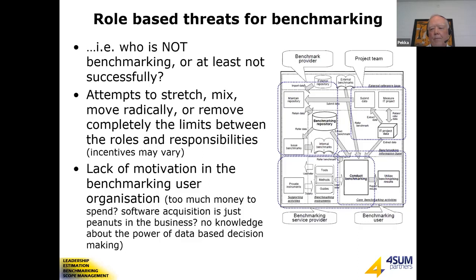Also, some agile approaches are trying to put benchmarking user and project teams closely together. And then the incentive to measure carefully and improve productivity somehow often disappears. So sometimes, of course, the benchmarking user is a very, very rich organization. They don't have to care about productivity or how much they spend money in software acquisition, because it's just peanuts in the business. And sometimes they hesitate benchmarking because they have no knowledge about the power of data and its use.